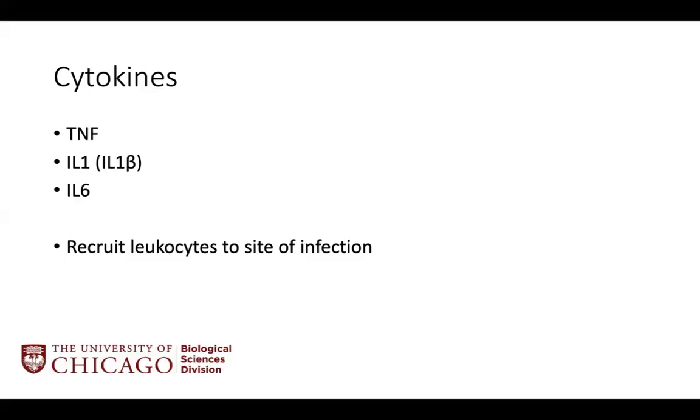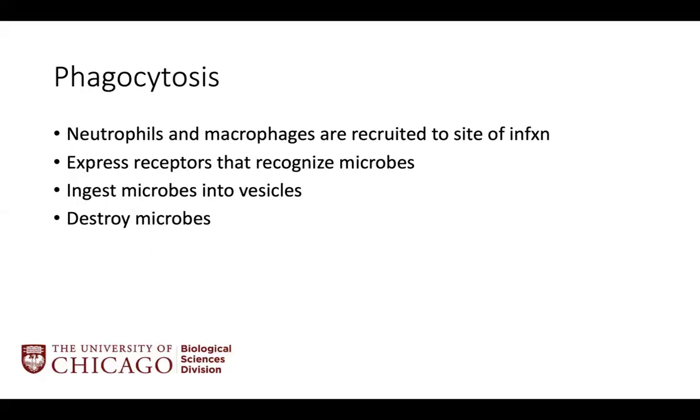Okay, so the cytokines that are characteristic and important to the innate immune system are TNF, IL-1, and IL-6. We see and hear about these all the time, especially in COVID, how much of an IL-6 response you have, and whether that can be an indicator of your outcome from COVID. These all recruit leukocytes to the site of infection.